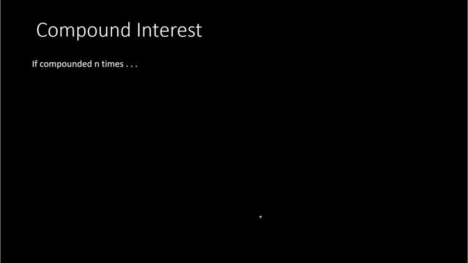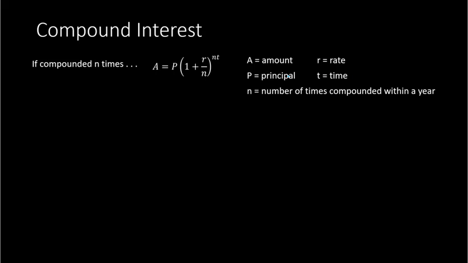And we see it here in the next slide, where we have the amount equals the principal times 1 plus the rate divided by n, raised to the n times t power. So that is your formula, where again, A is the amount, P is the principal, r is the rate, t is the time in years, and n is the number of times compounded within a year. So let's take a look at an example of using this formula.